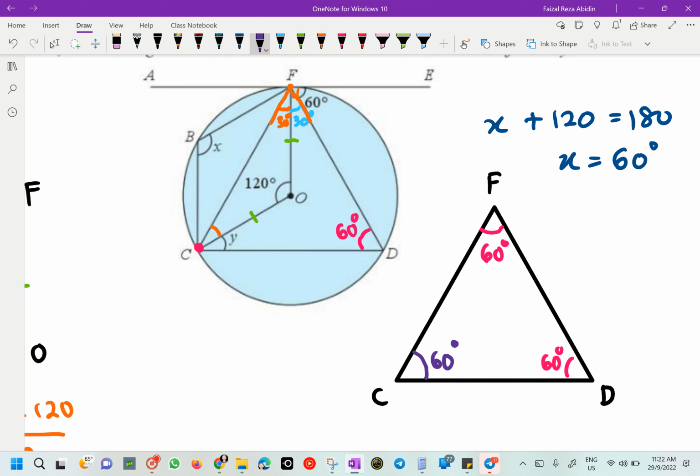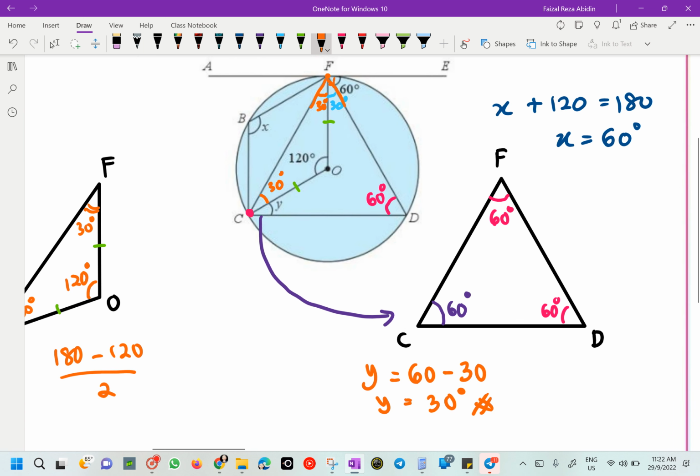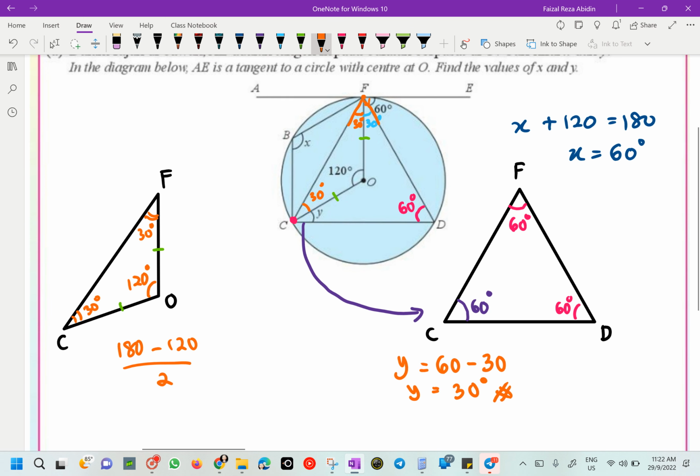Isn't it? So, means that what we have over there is Y plus 30, isn't it? Equals to 60. Can I find my Y? Yes, so our Y here is going to be 60 minus 30. So you are going to get your Y here is 30 degrees. Can, girls? Can I proceed? Wait.